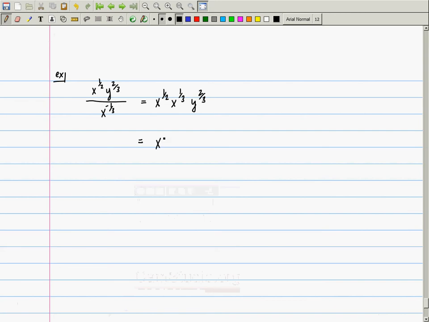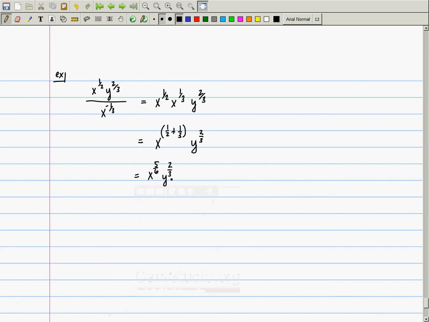Exponent. Good. So this will be x to the 1/2 plus 1/3 multiplied by y to the 2/3. And so 1/2 plus 1/3, well, that's 3/6. It's hard to say, isn't it? 3/6 plus 2/6. So how many sixths is that? 5 of them. Okay, so then this is x to the 5 over 6 multiplied by y to the 2.